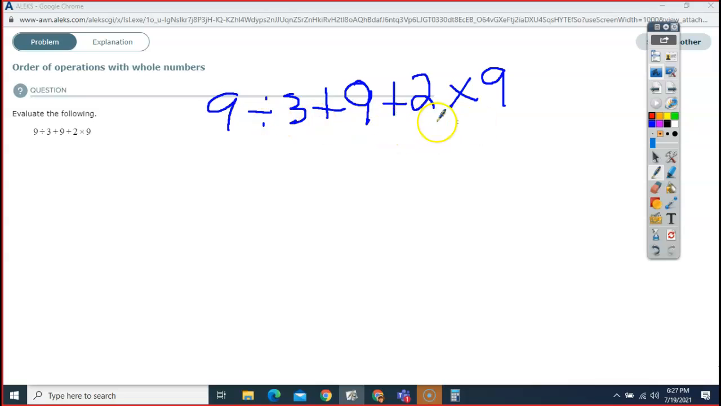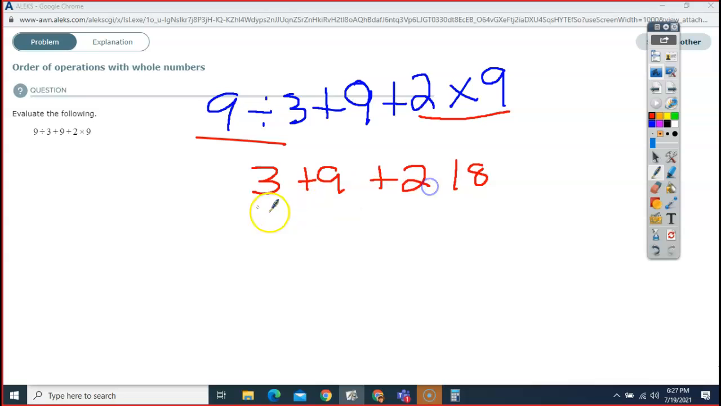All right, so some things. First off, adding and subtracting are the last thing you do. So this is a division and this is a multiplication. So you're going to do those first. 9 divided by 3 is 3. And 2 times 9 is 18. So in between there, we had a plus 9 and a plus 2. Well, now everything is plus, so you can just add all that up. 3 plus 9 is 12. 12 plus 2 is 14. 14 and 18 is 32.